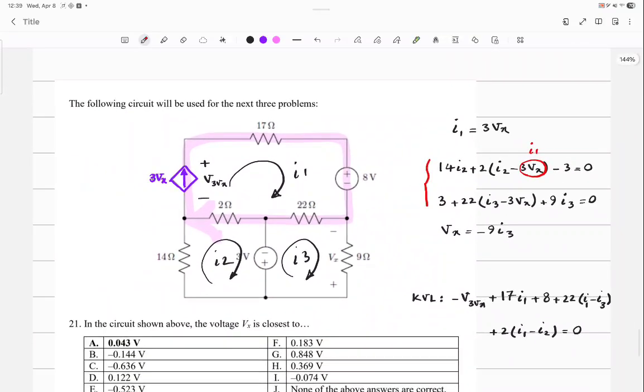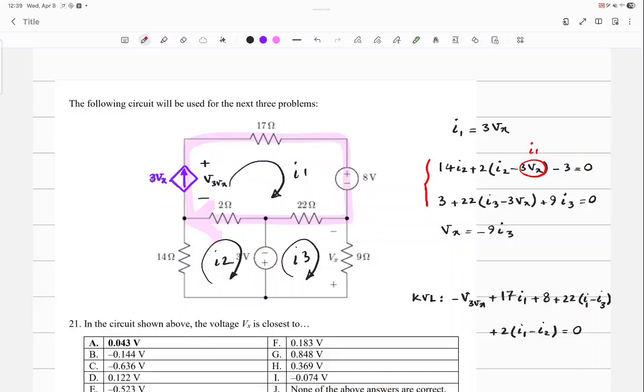Yeah, we messed up. You didn't do a mesh for the top. You tried writing a mesh? Okay, can you write a mesh? Can you write KVL when you have a current source? No, because there's no way you know the voltage across a current source.